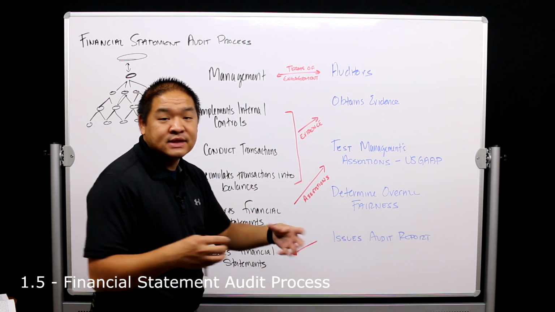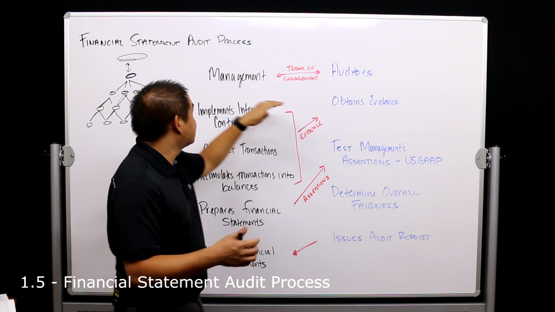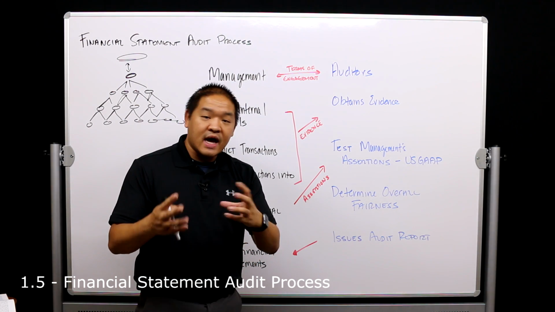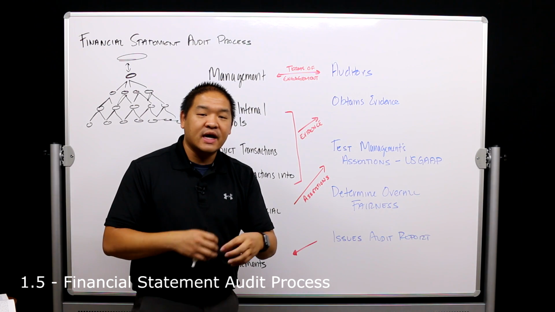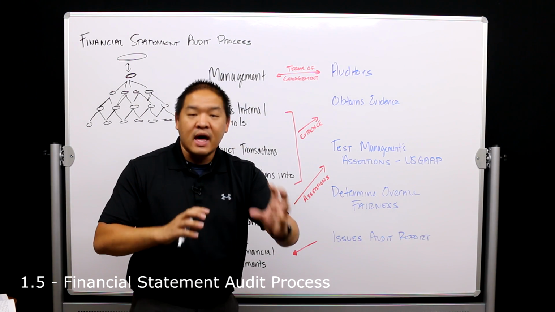And so once that's done, there's some terms of engagement. The auditors will give an engagement letter to management saying this is what we're willing to do, how long this audit will take, how much will it cost. So that's the terms of engagement between management and the auditors.